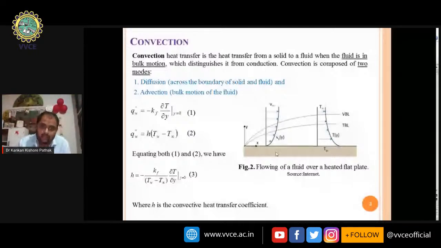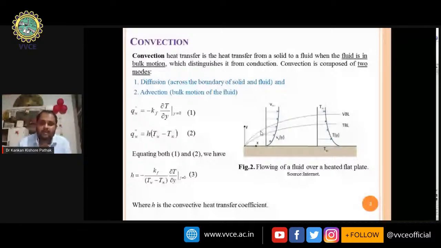In this figure you can see V infinity and T infinity, which are the velocity and temperature of the free stream fluid. This V infinity is along the stream direction. The velocity is 0 at the surface, then increases and attains the velocity of V infinity. The region in which the velocity increases from 0 to V infinity is known as the velocity boundary layer, or the hydrodynamic boundary layer.